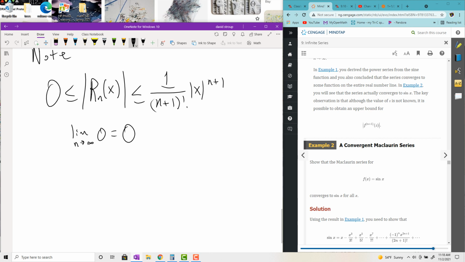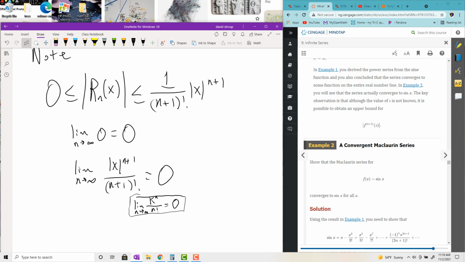And then you consider the limit as n goes to infinity of the absolute value of x to the n plus 1 all over n plus 1 factorial. And of course, this goes to 0, and the book makes a comment. It's because we noted in 9.1 that the limit of k to the n over n factorial goes to 0. It's kind of the same deal. There's alternate proofs to that fact. If you want to see one, just let me know. But those two sides will go to 0.